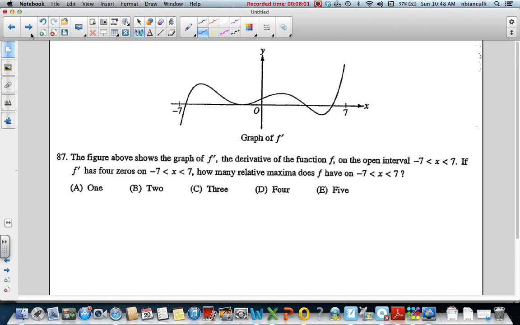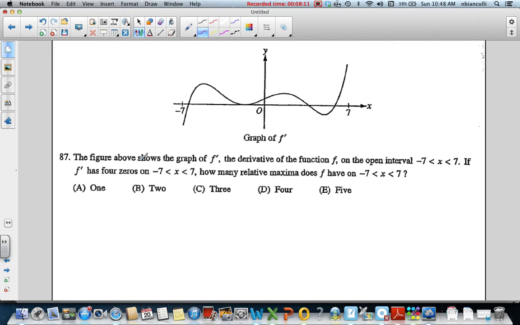All right, number 87. The figure above shows the graph of f prime again. On the open interval negative 7 to 7, f prime has 4 zeros. It says how many relative maxima. Underline that.